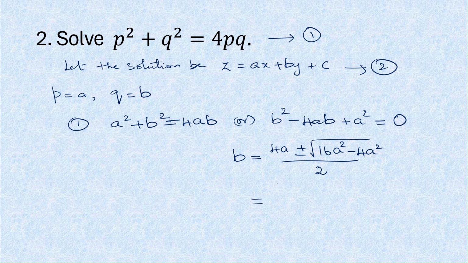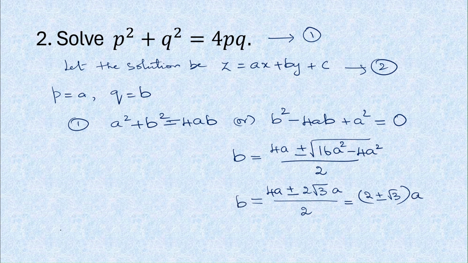So while simplifying this, 4a plus or minus root of 16 minus 4 is nothing but 12. So 12 can be written as 2 root 3, a square root of a square is a, divided by 2. So simplifying this, 2 gets cancelled. So the answer will be 2 plus or minus root 3 into a. So this is the value of b.